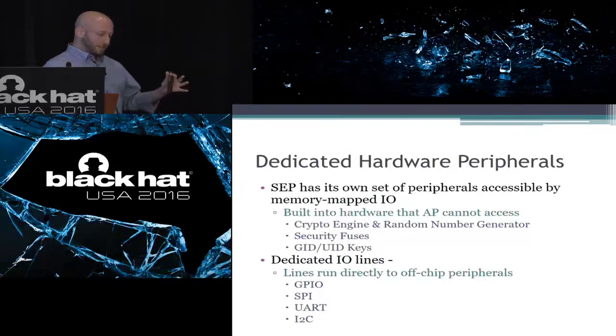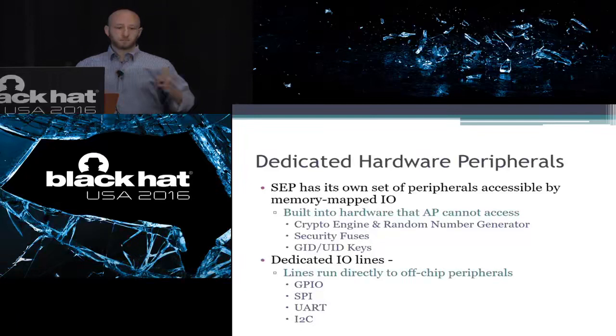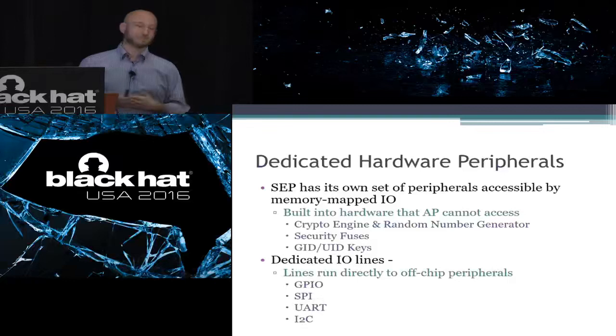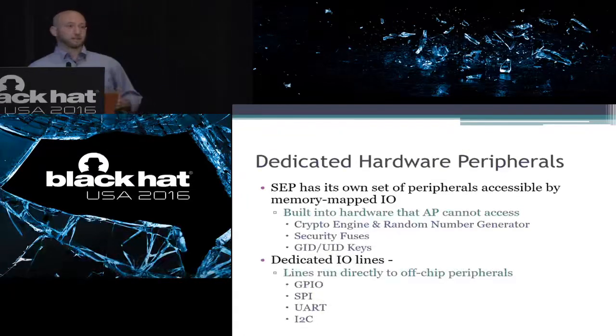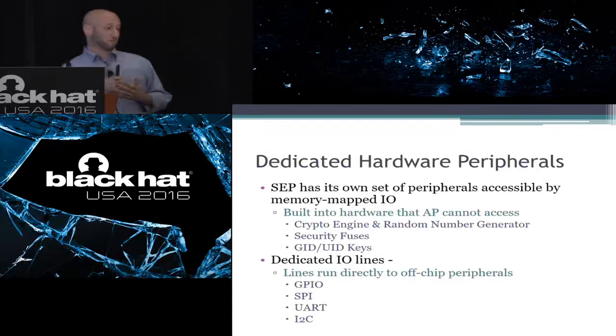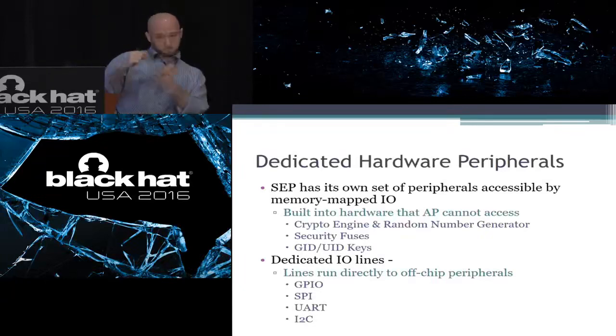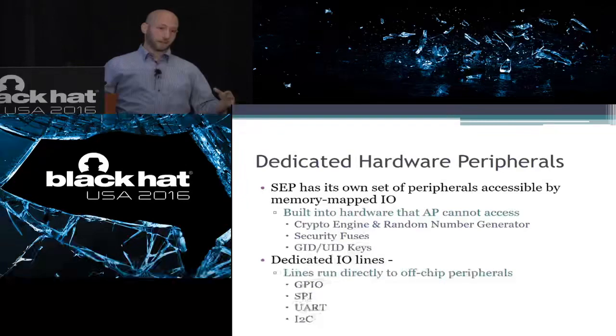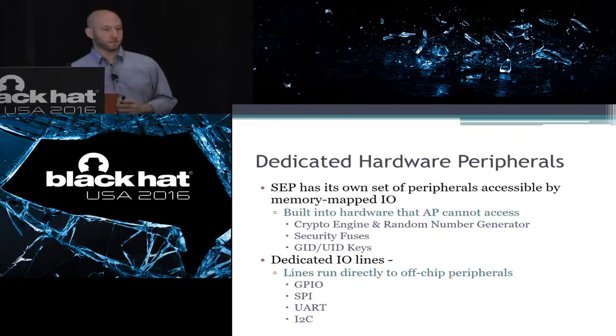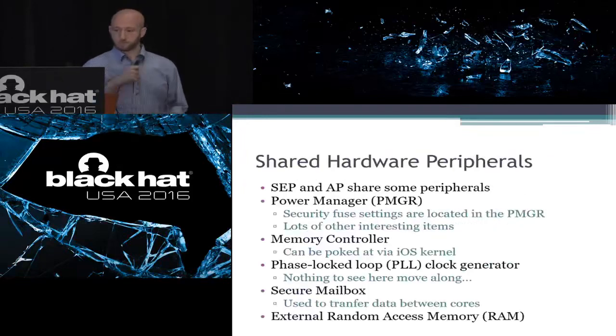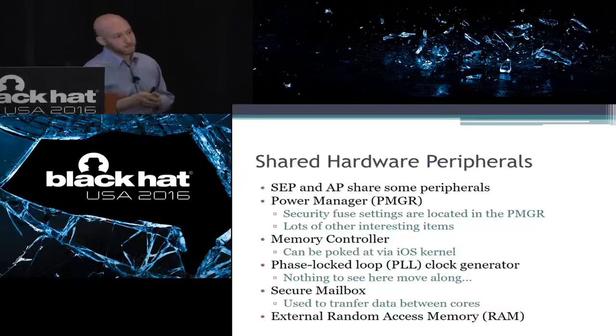So SEP itself has a bunch of dedicated portions. It has its own crypto engine, its own fusing, random number generator, GID and UID keys. Those are completely separate from anything that's going on in the AP. It also has a bunch of dedicated I/O that runs from the SEP part of the SOC off to the rest of your iPhone board, so external peripherals can talk to it without going through the AP at all. Now, while it does have dedicated items, it does share a fair amount with the AP.